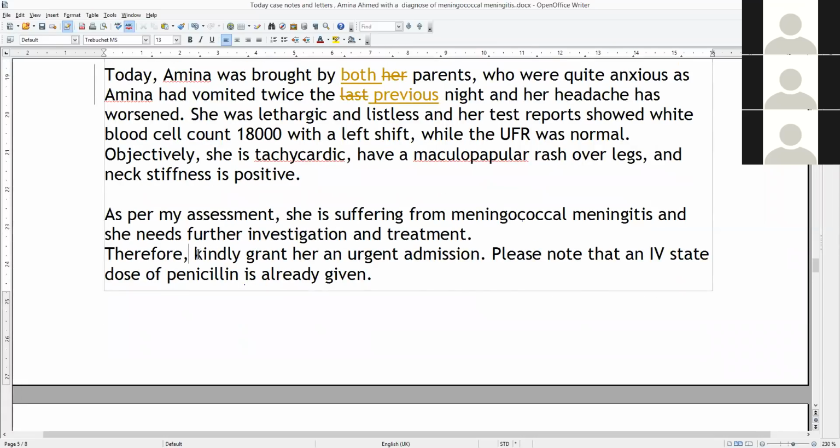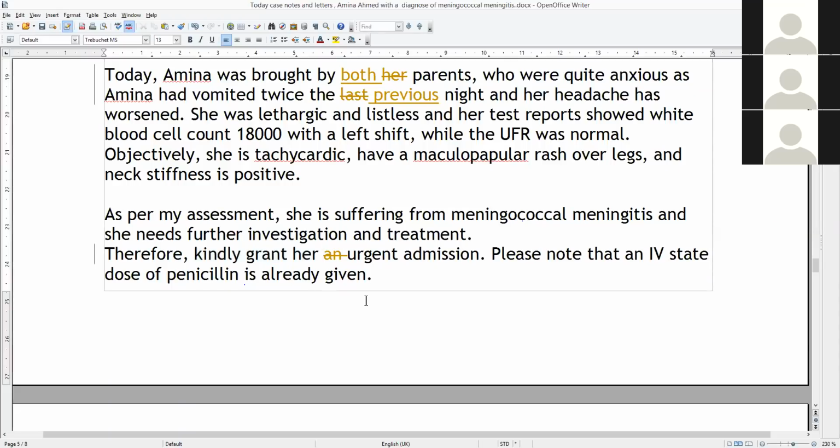Kindly grant her. Kindly, as opposed to unkindly. You don't have to say that. Just say, therefore, I request you admit her urgently. And we don't need an article in front of urgent admission. Don't need it. It's not countable, really. So I would change that. I wouldn't use that article. Kindly, I wouldn't use that either.